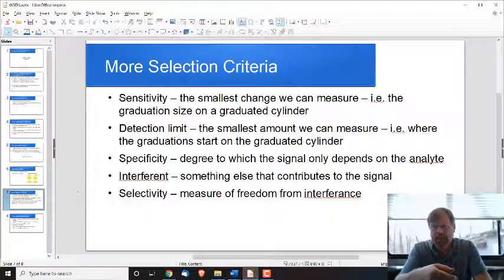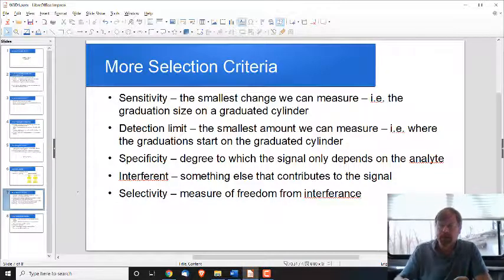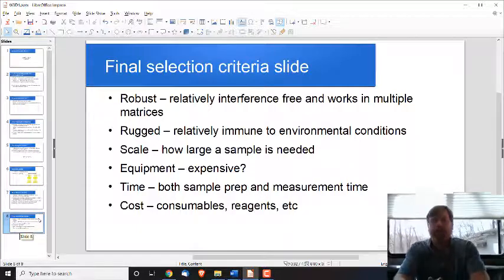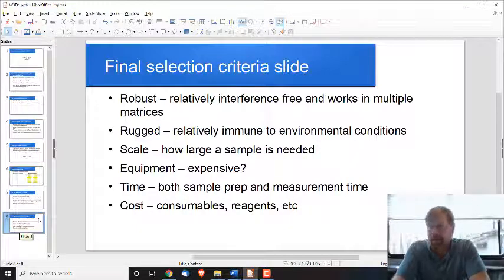Selectivity is related. It's a measure of freedom from interference. Okay, so it's our final selection criteria slide. A test can be robust, which means it is relatively free of interference and works in multiple matrices.